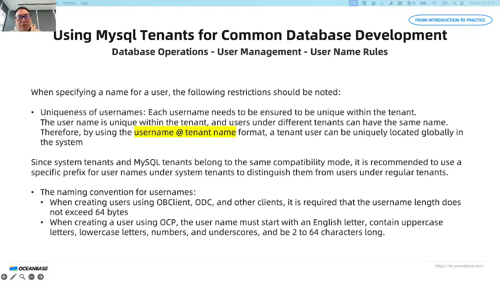When creating a user using OB client, ODC, and other clients, it's required that the username length does not exceed 64 bytes. And when creating a user in OCP, the username must begin with an English letter and can include uppercase and lowercase letters, numbers, and underscores. It must be between 2 and 64 characters in length.